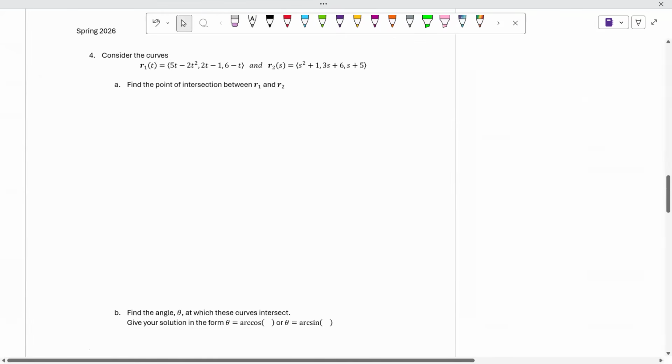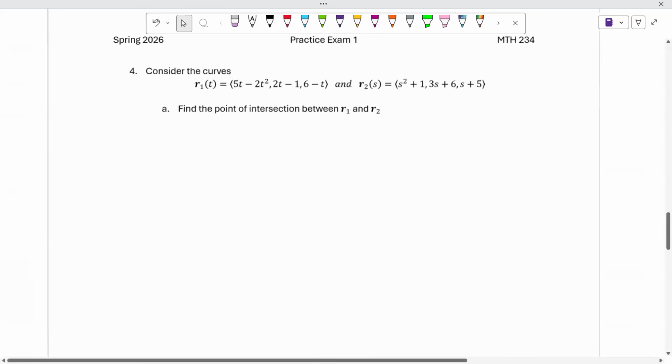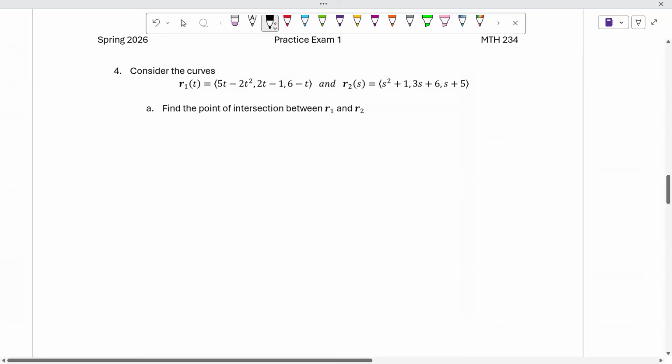All right, some other stuff, even more parameterization. So consider a pair of curves, R1 and R2. One's given with parameter t, the other with parameter s. I want to find the point of intersection between those two curves. Step number one. If I'm looking for the point of intersection between a couple of parametric functions, I'm given x equals something, y equals something, and z equals something.